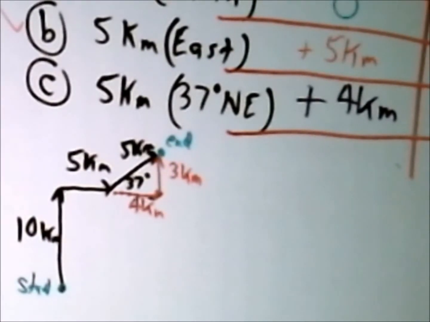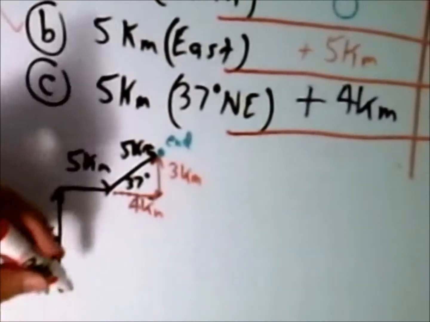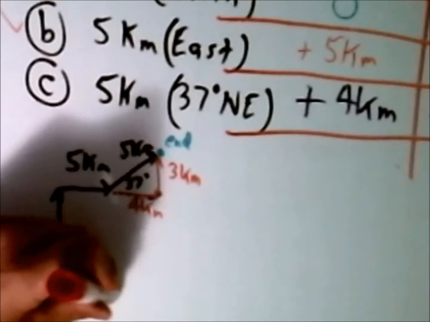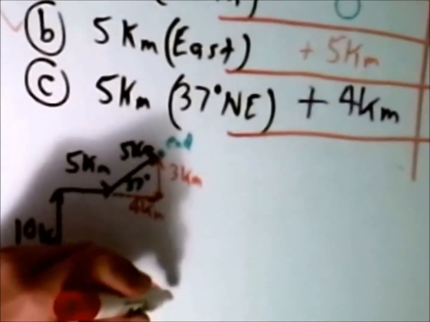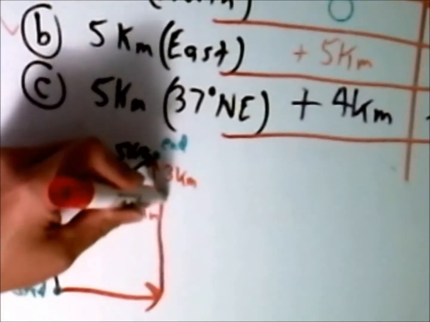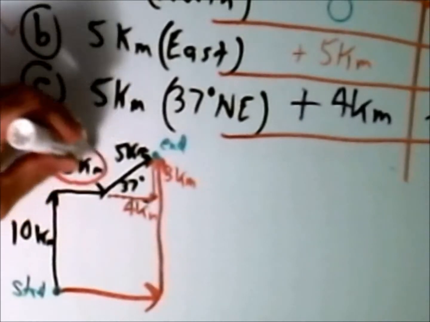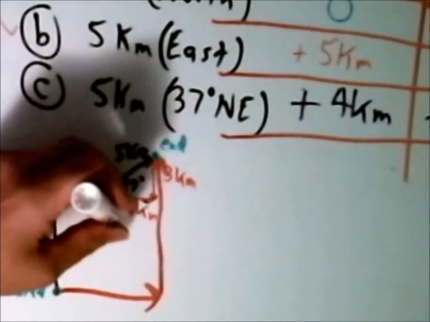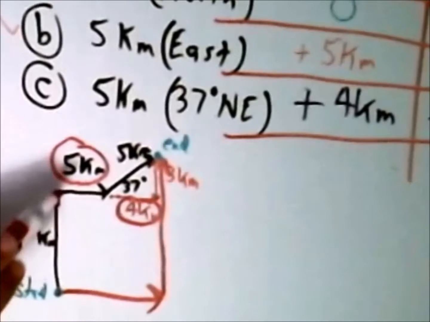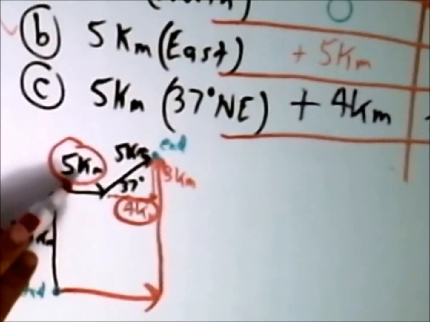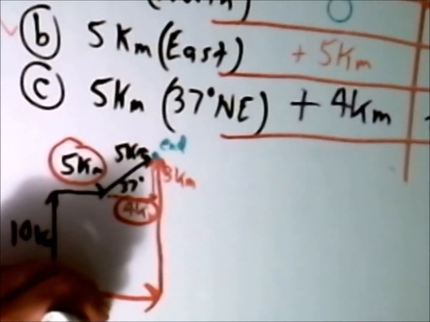Is there another way that they could do such a hike? And the answer is yes. They could just start here and they could walk over this amount and then they could hike up this amount. Okay. How far over did they walk? Well, up here they walked over to the right 5 kilometers, and here they've walked over to the right 4 kilometers. So 4 kilometers and 5 kilometers add up to 9 kilometers.